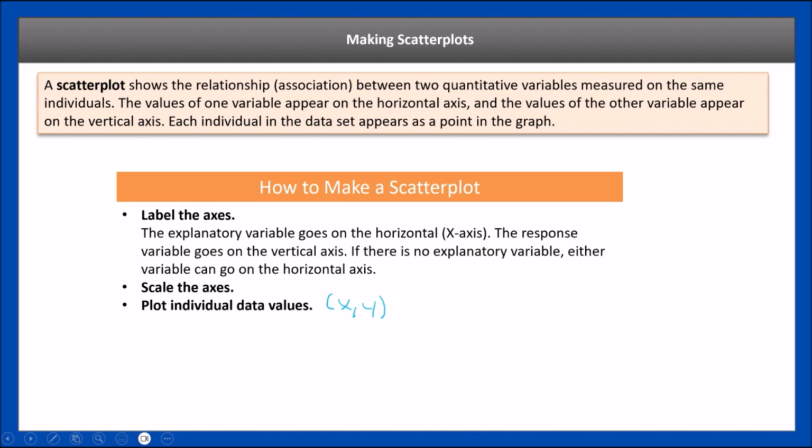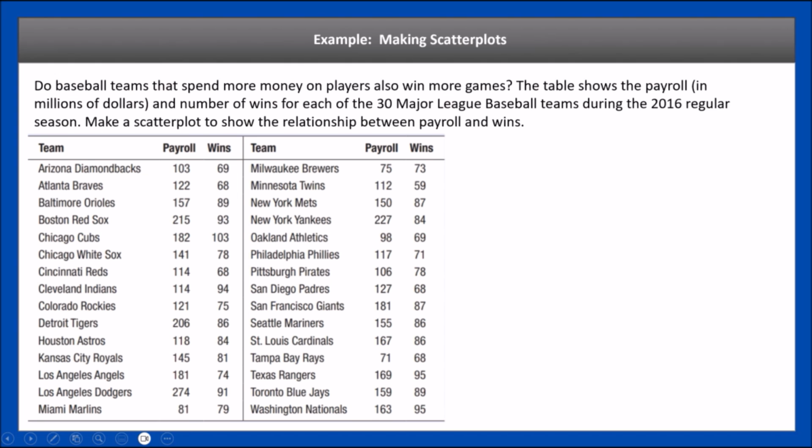All right, so let's make a scatter plot. Do baseball teams that spend more money on players also win more games? Well, the table shows the payroll in millions of dollars and the number of wins for each of the 30 MLB teams during the 2016 regular season. Make a scatter plot to show the relationship between payroll and wins.